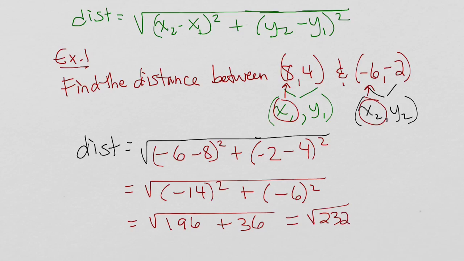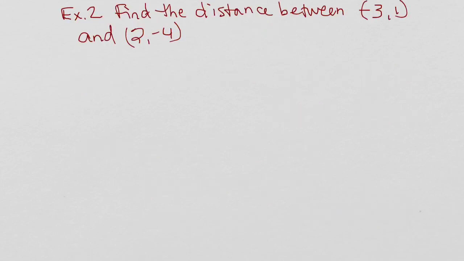You can leave your answer like that, or if the book asks you to use a calculator, then go for it, use a calculator. That's approximately 15.2. So the distance between those 2 points is approximately, notice I used the approximately equal symbol, approximately 15.2. Okay, so now let's try another example.